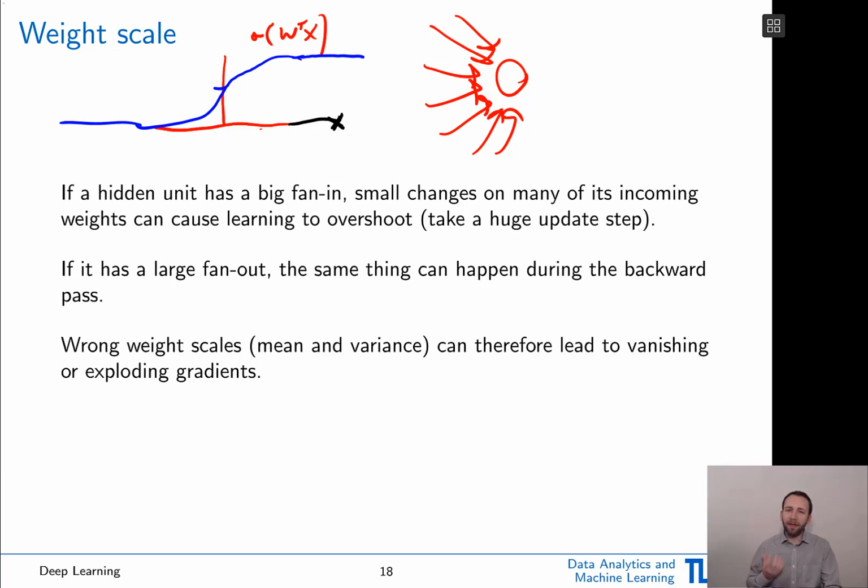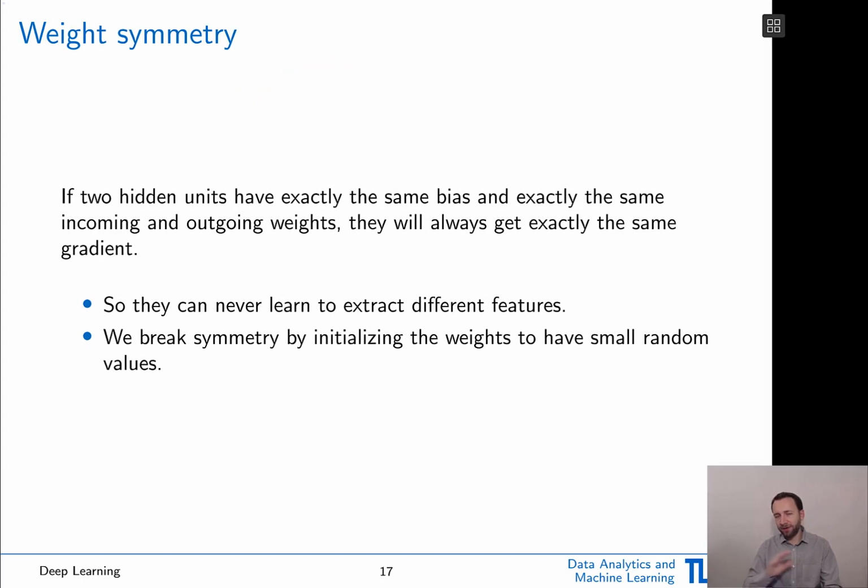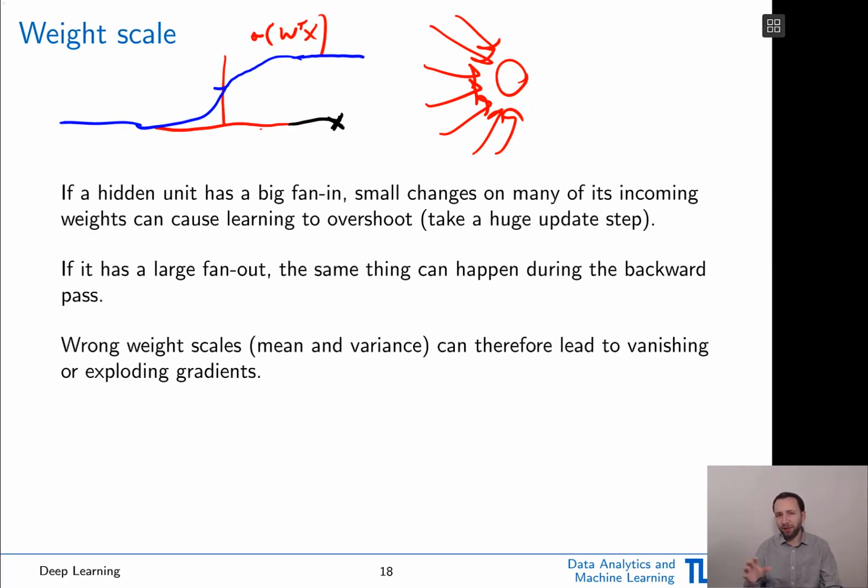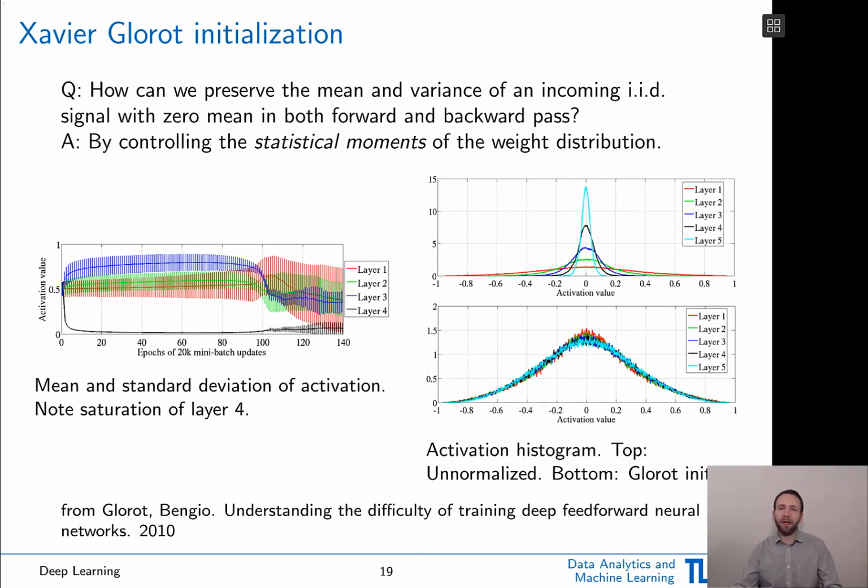So how can we then initialize our weights, right? We don't want to do it with all zeros or some constant value because then we get weight symmetry. Just doing random initialization is also tricky, because then we might have this issue of having too large or too small weights. And indeed, there's one principle which is quite common to initialize these weights, which is called the Xavier initialization. The core idea is that the question we are trying to answer is, how can we preserve the mean and the variance of an incoming IID signal? So IID, you know what this means, right? We just have independent draws, for example, from a Gaussian with mean and variance.